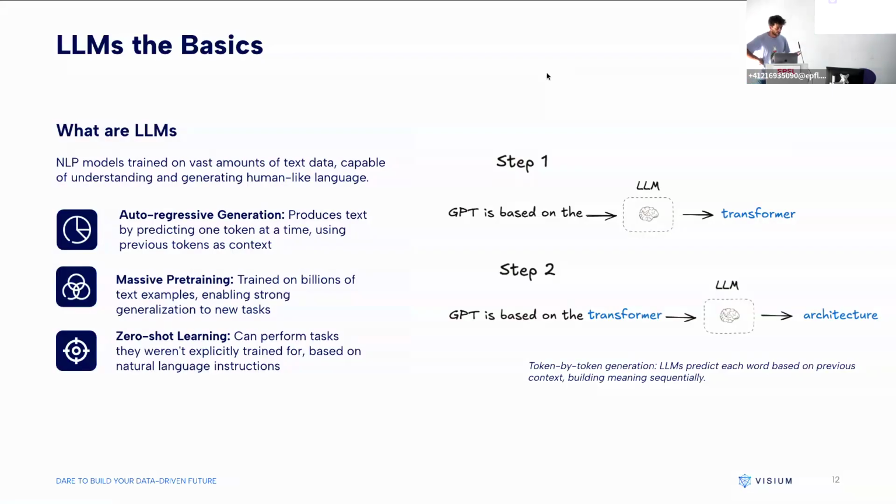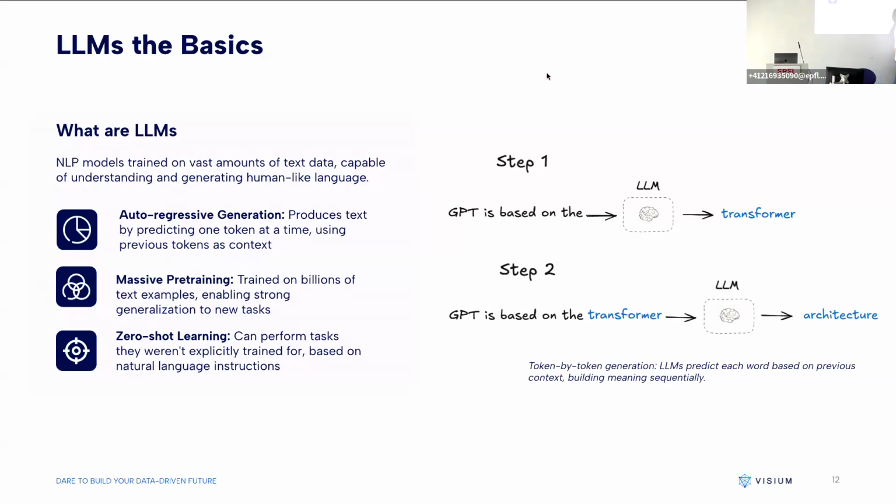So these are transformer-based models, NLP models, and they are trained on vast amounts of text data, and they are capable of understanding and generating text like humans. These models do autoregressive generation, and they produce text by predicting one token at a time. We can think of tokens as words, but actually they are a bit different. But here the idea is we give some input, then the model generates a token, like GPT, which is based on the transformer.